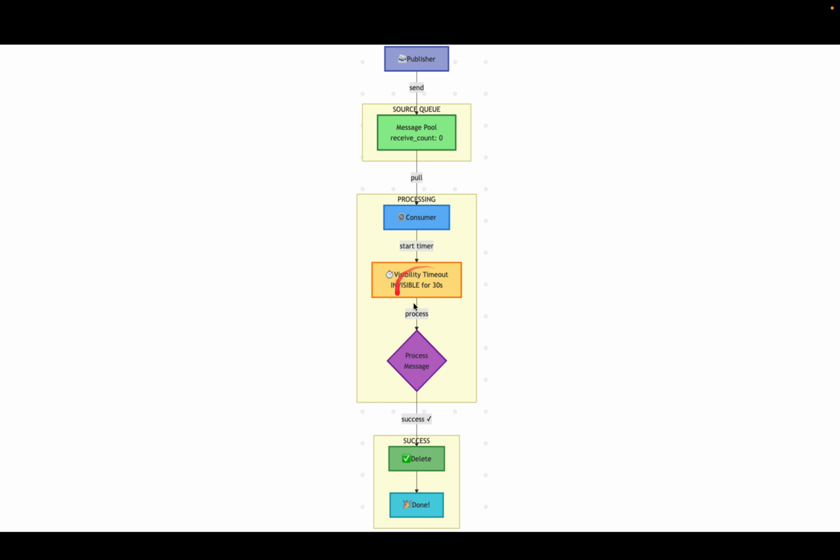Within this 30 seconds, the consumer takes in the message, starts processing it, and if the process is successful, it deletes this message from the source queue. Then after 30 seconds, the message is not visible to other consumers, the reason being that the message has already been deleted from the source queue.